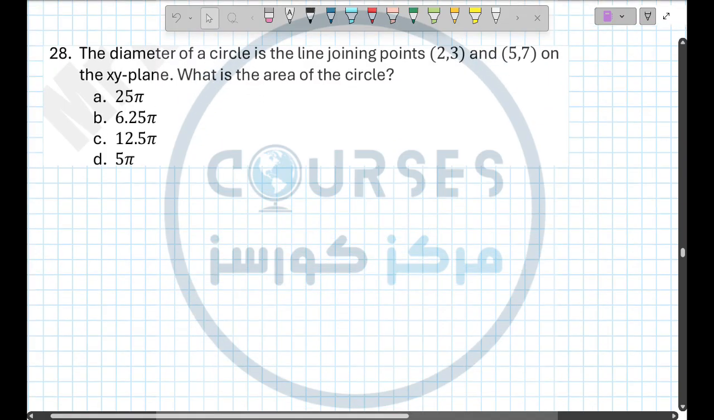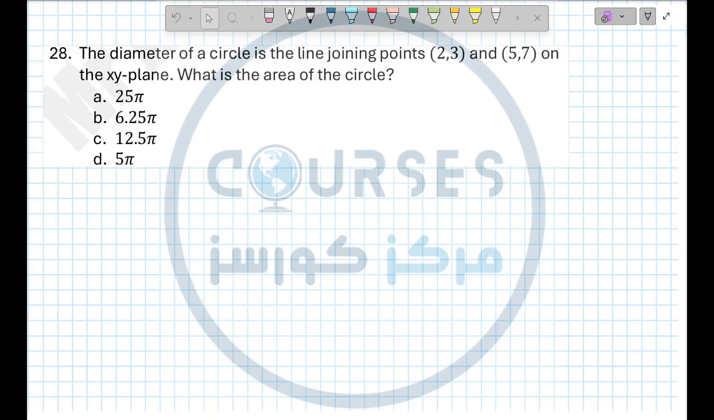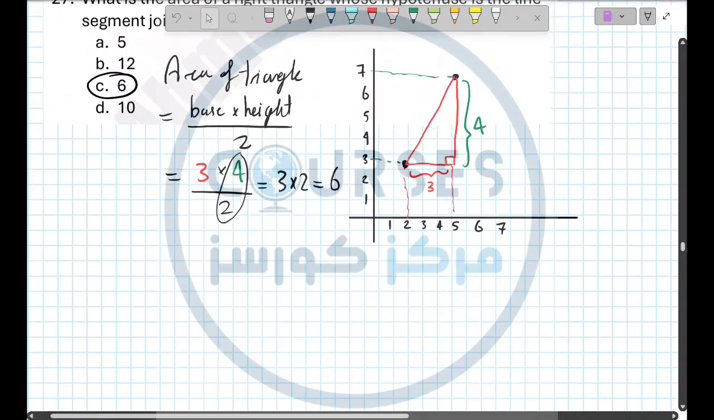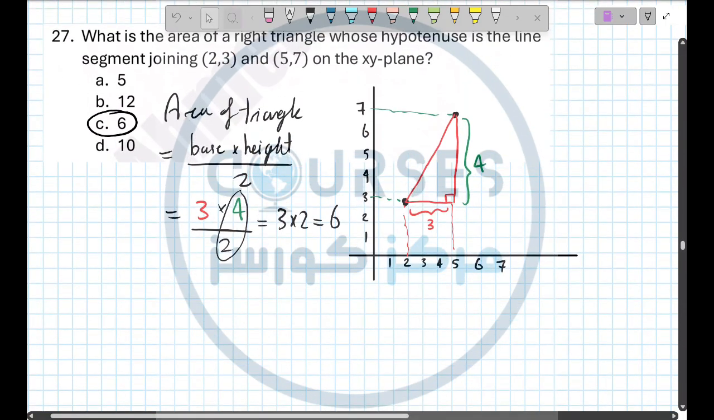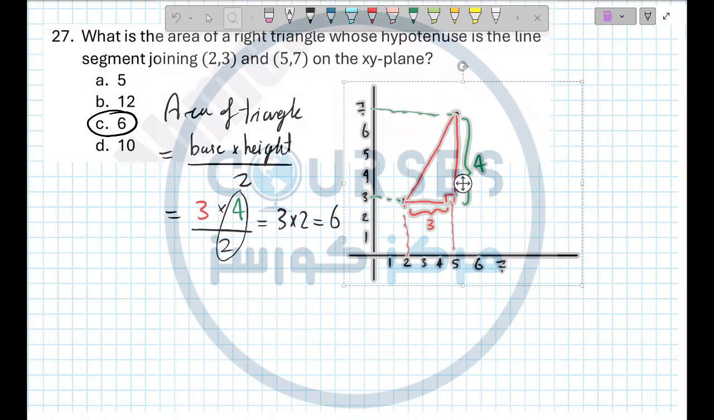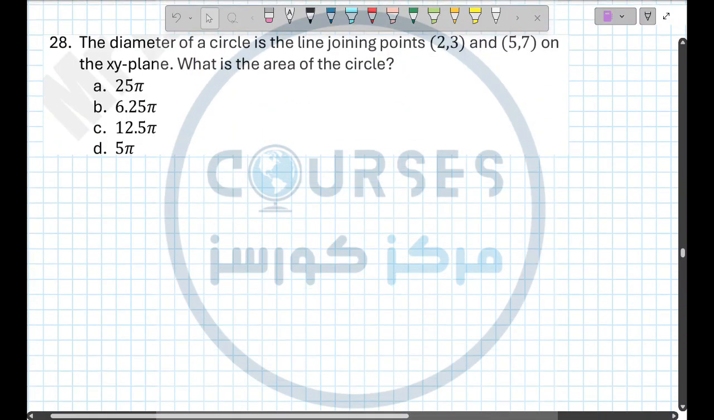Okay. The diameter of a circle is the line joining the points 2 and 3 and 5 and 7 on an xy plane. What is the area of the circle? Okay, so this time we have a circle. So let's copy the coordinate plane from the other problem because it's exactly the same numbers. Of course, these problems didn't come in the same test, they came in different versions.